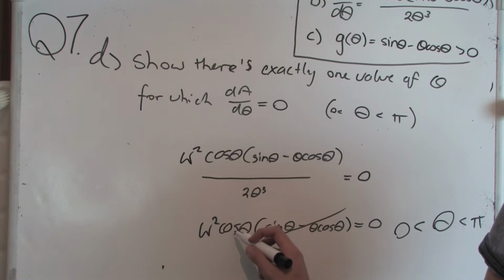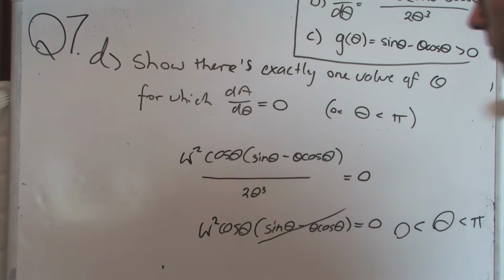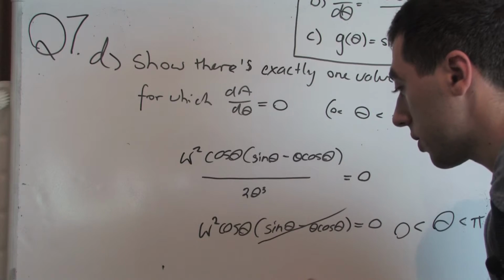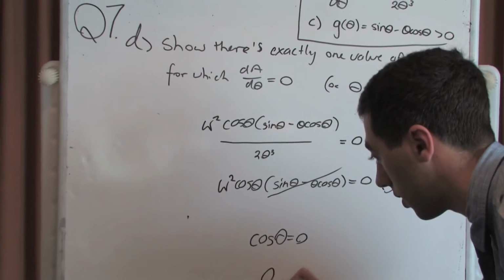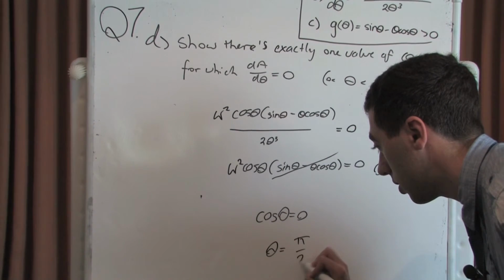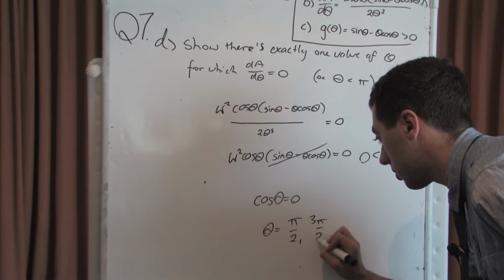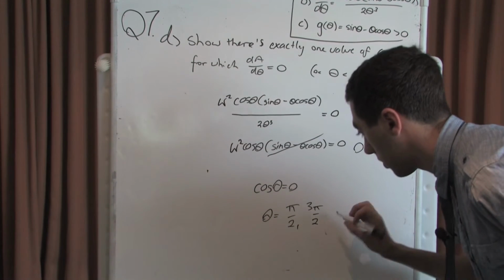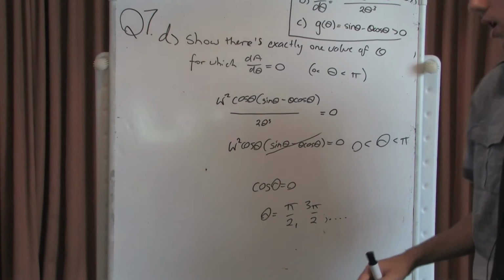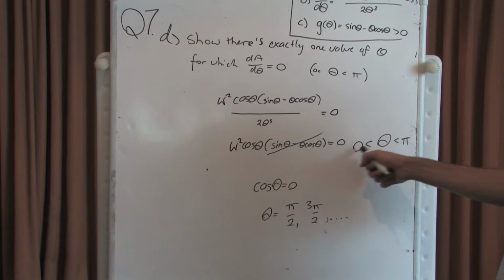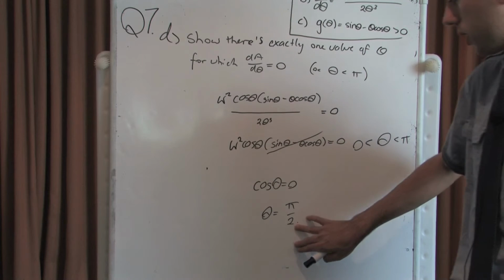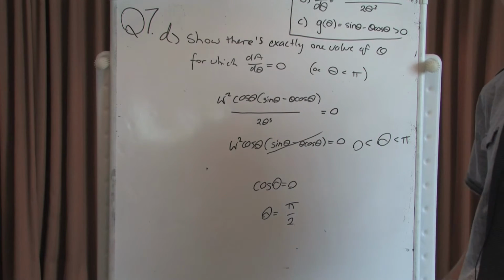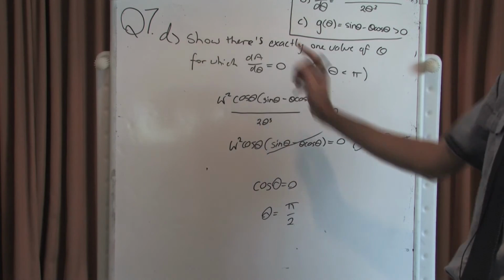So now we just have to pay attention to cos theta equal to 0, because w squared is a positive constant. Now this should be very simple for you guys. We know that theta would have to be equal to pi on 2, 3 pi on 2, and so forth. But because theta has to be between these two values, we don't even have to care about the second one. So theta equals pi on 2 is our only value for theta in which dA on d theta is equal to 0.